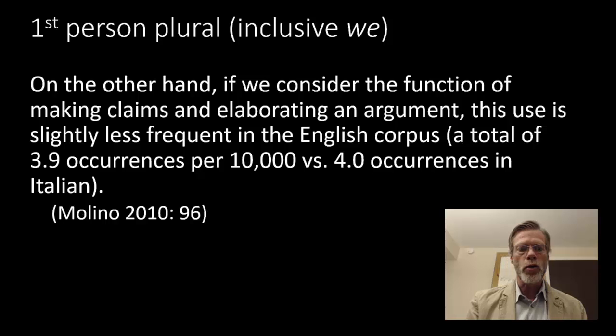Here's another example from Molino 2010 of an inclusive we. On the other hand, if we consider the function of making claims and elaborating an argument, this use is slightly less frequent in the English corpus, a total of 3.9 occurrences per 10,000 versus 4.0 occurrences in Italian. Okay, so here we see that we showing up again.